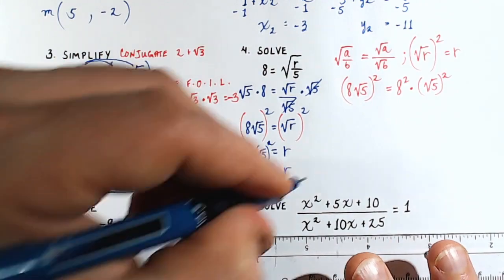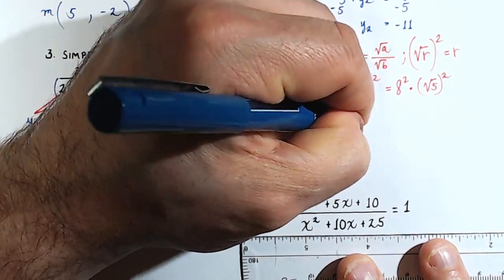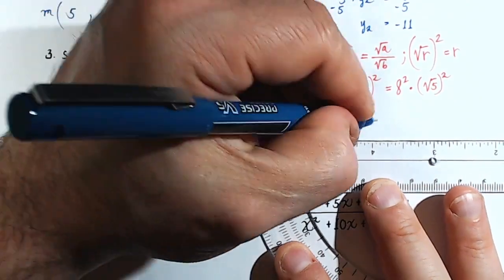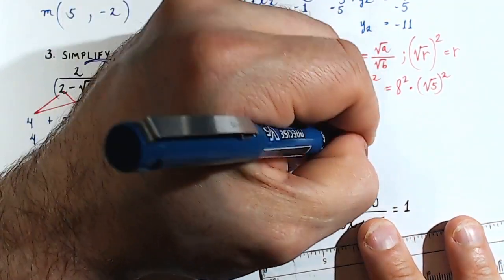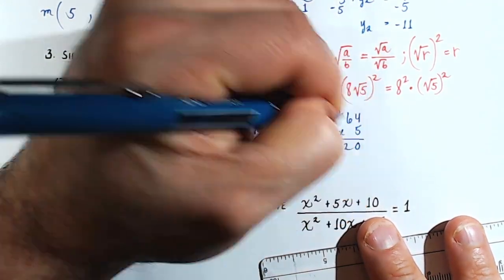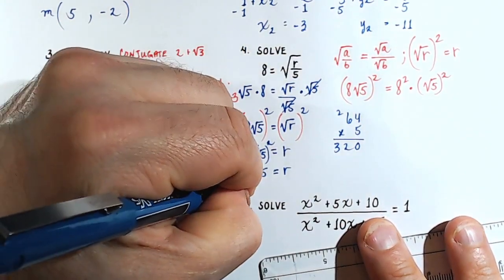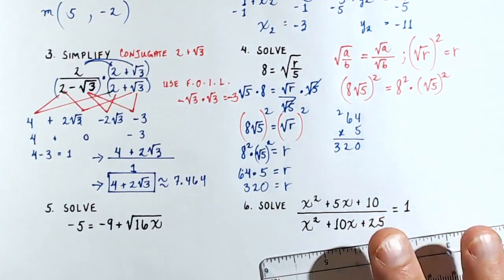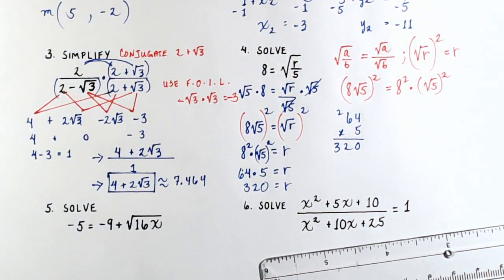So this all comes down to a simple multiplication, 64 times 5. 4 times 5 is 20. 6 times 5 is 30, plus 2 is 32. So 64 times 5 is 320. Therefore, r equals 320. Okay?